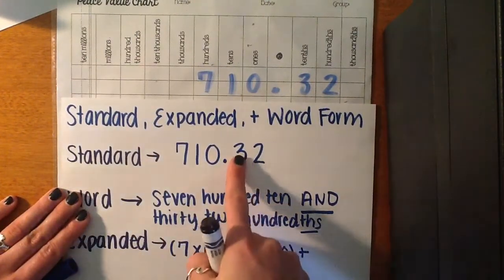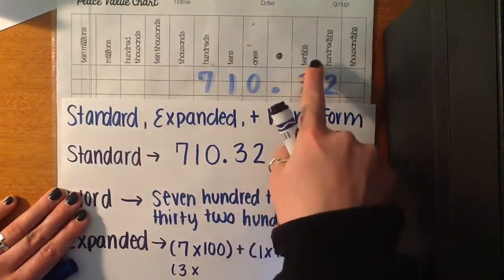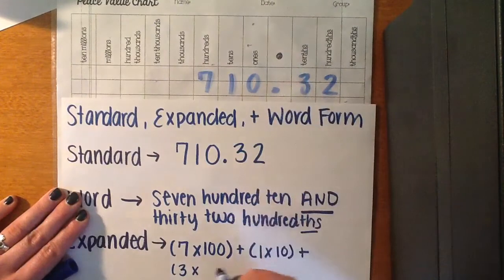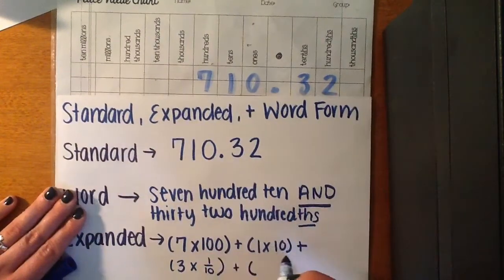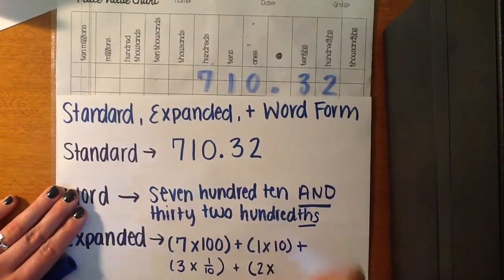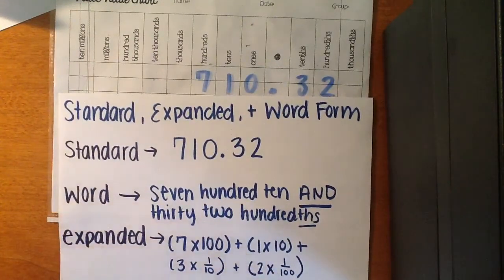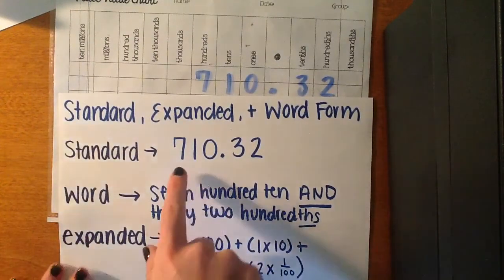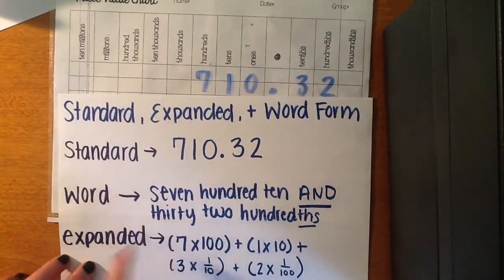Plus, my next digit is 3. And what place value is that 3 in? It's in the tenths place. So I would say 3 times 1/10 plus my last one, 2. And what place is that 2 in? The hundredths place. 2 times 1/100th. So there you have it. You just took this number that's written in standard form and wrote it in word and expanded form.